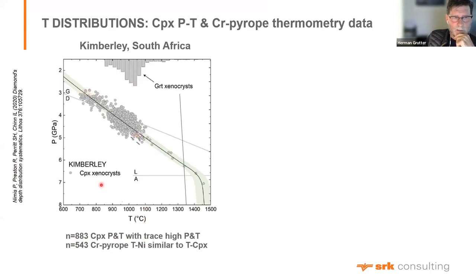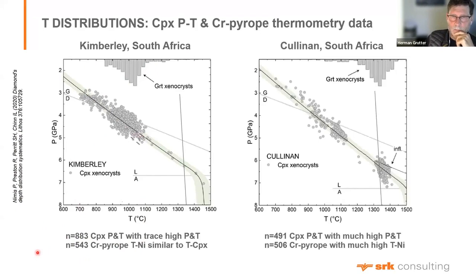Same temperature range as what you see out of the clinopyroxenes from Kimberley. They've got their geotherm going on in Kimberley. In that same paper, they represented the data set from Cullinan in South Africa. It looks completely different. Some of the numbers of garnet clinopyroxenes and garnets analyzed. Look at the temperature sampling profile at Cullinan. It's completely different from Kimberley. There's a very high temperature imprint.